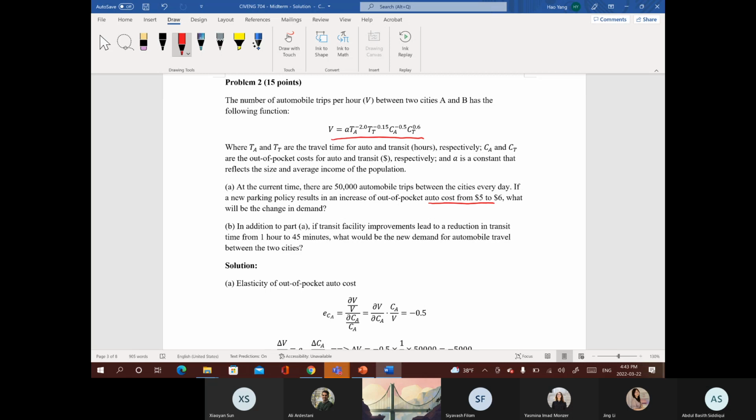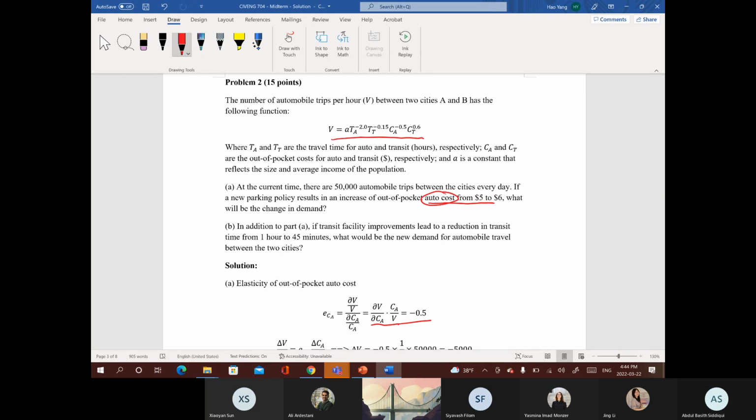If you recall the definition of the cross elasticity, it shows the percentage change of the volume with respect to the percentage change of the price or the cost of any variable. For this case, we will find the cross elasticity of the volume with respect to the cost of the auto. That is partial V over V divided by partial CA over CA.